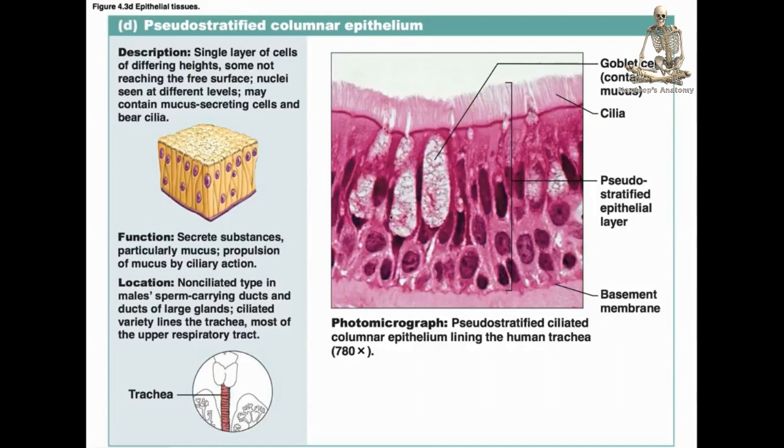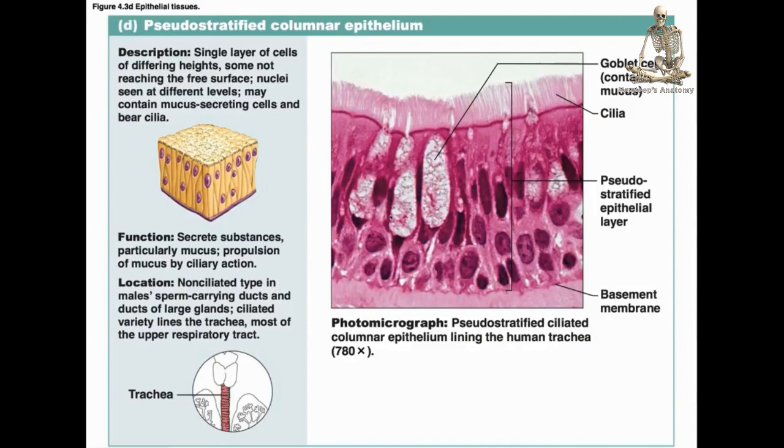This diagram shows that it is a single layer of cells, but all the cells have differences in their heights, and some are reaching the surface, and some of them you can see are not able to reach the surface. So they appear to be multi-layered, but in fact, when we see closely, it is a single layer of cells, having variation in their heights and function.